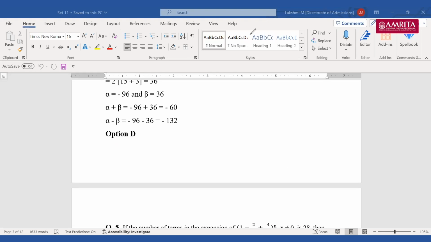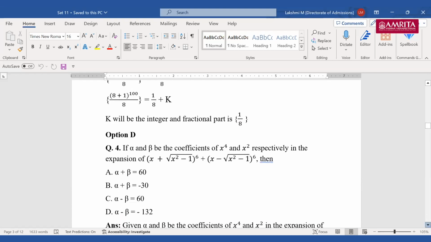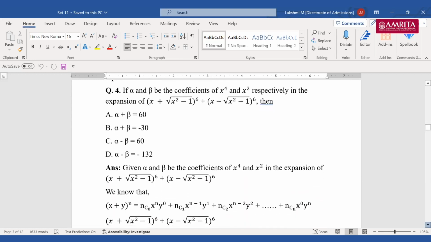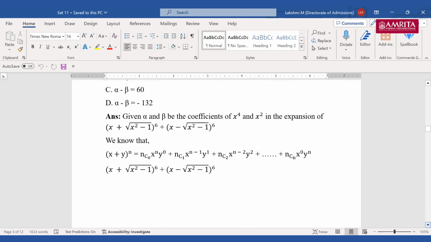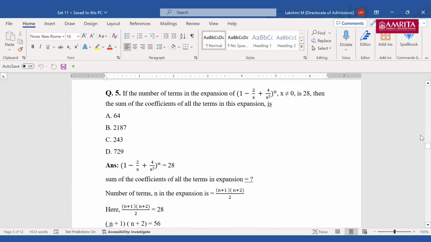Is there anything that you want me to discuss in this question, or can we move forward? Just a second, Ishan. Option B is actually something called alpha plus beta equal to minus 30. It might be something that happened in the calculation. So please do check into it. Maybe towards the end of the session, we can discuss this once again.